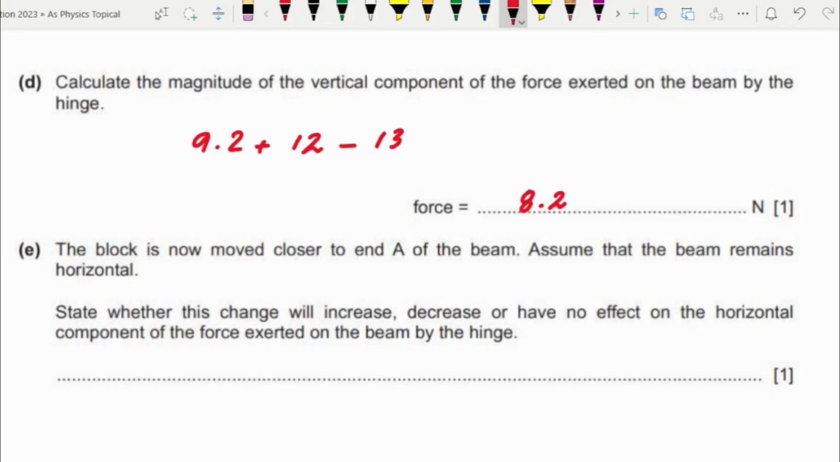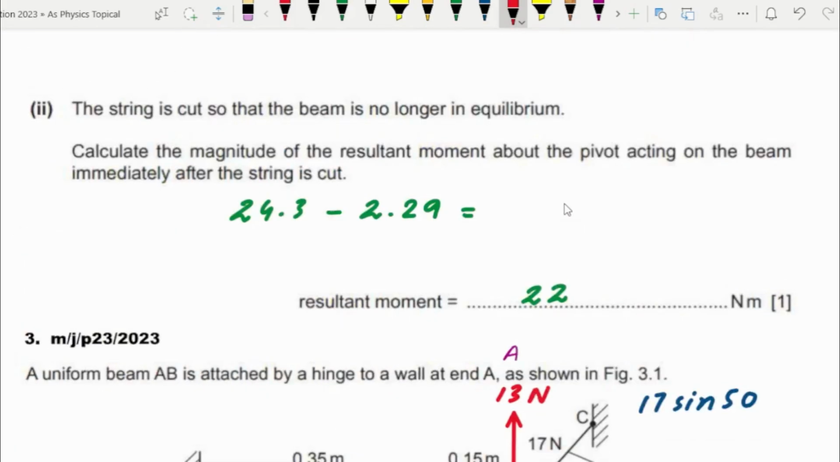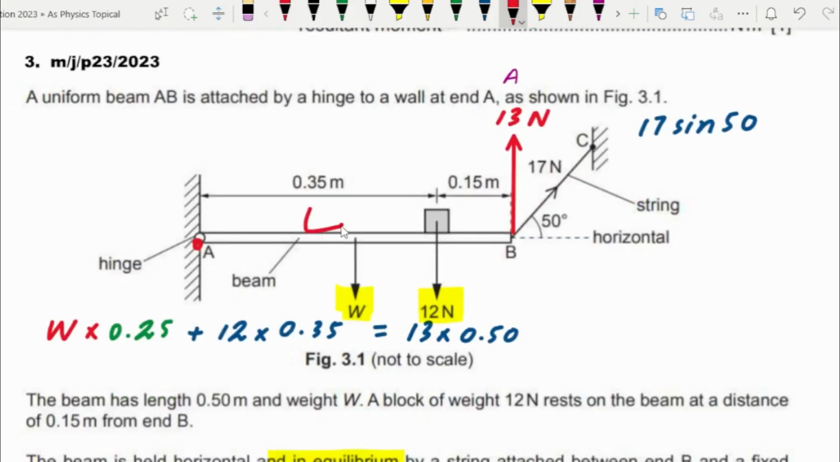So the block is now moved closer to the end A. So you see, if you move it closer to the end A, you're moving it somewhere over here, the overall effect of this force would decrease. The closer it is to the pivot, the less effective it would be in this situation. And we don't need to explain it. Okay, they have only asked you to state, meaning you just need to write whether it would increase, decrease, or have no effect.